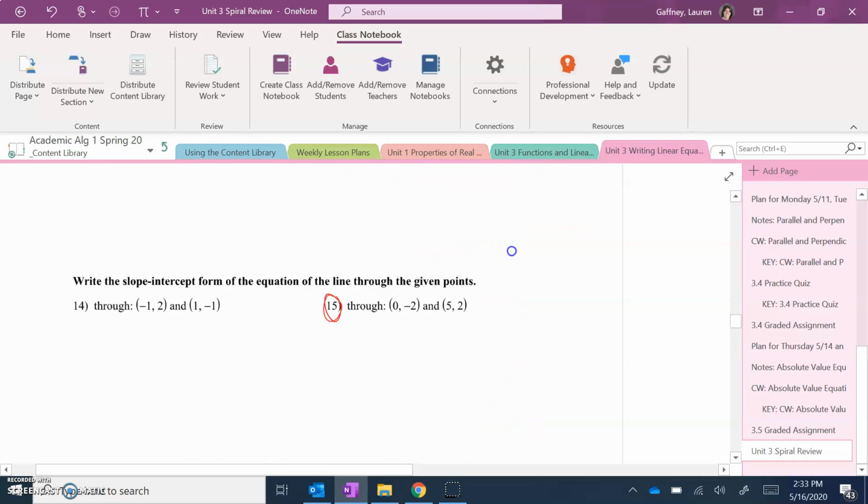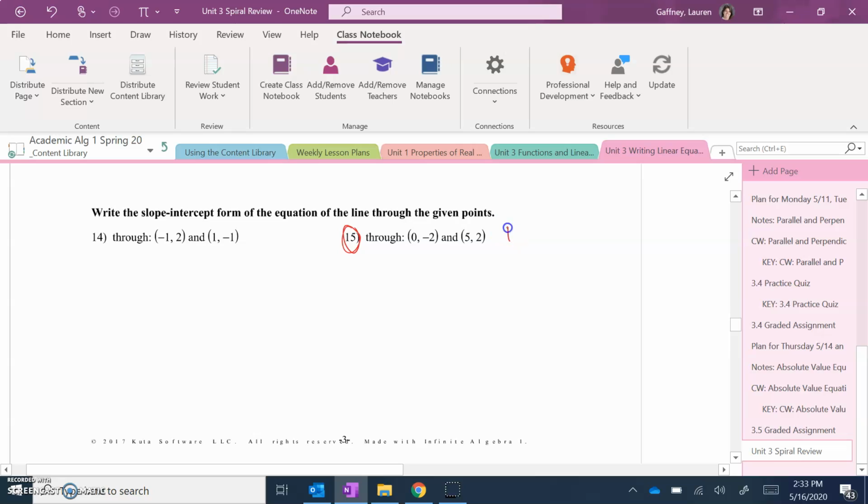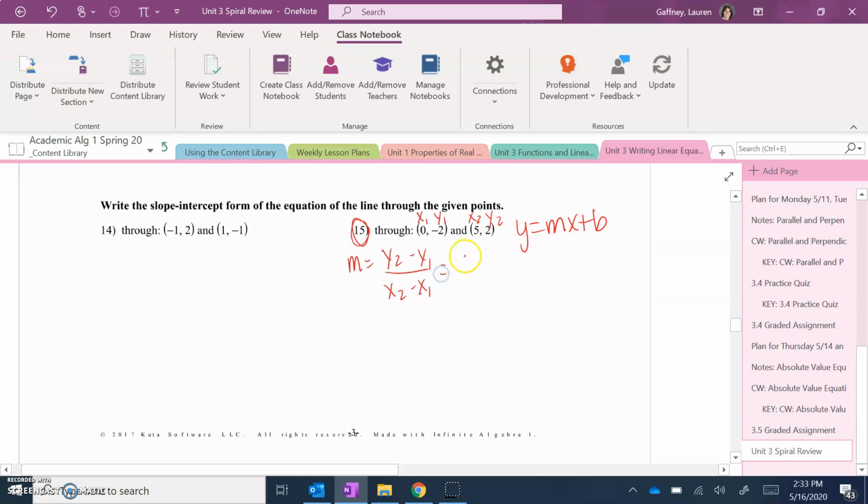Then we said, let's write it in slope-intercept form if we're only given 2 points. We have to find our m first. Remember, m is y2 minus y1 over x2 minus x1. Let's label these x1, y1, x2, y2. So 2 minus a -2. Be very careful there, minus a negative. That's going to turn into a plus. So that's 4. And then 5 minus 0. Oops, not 10.